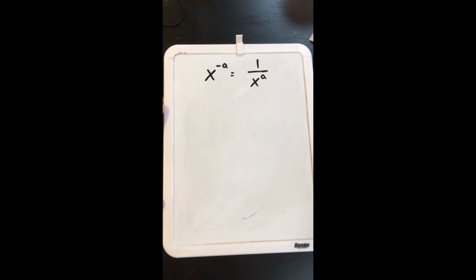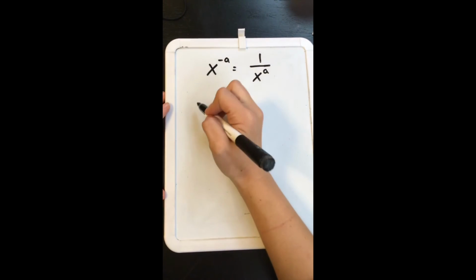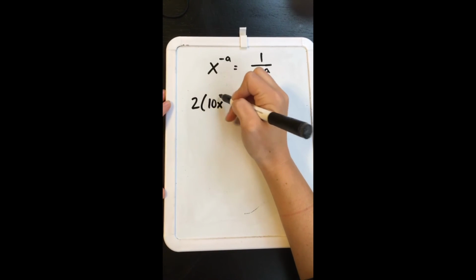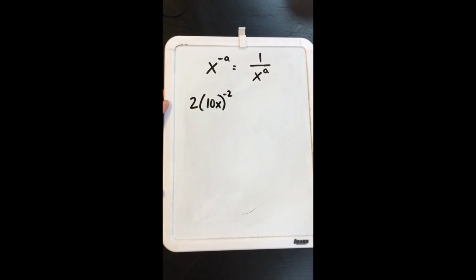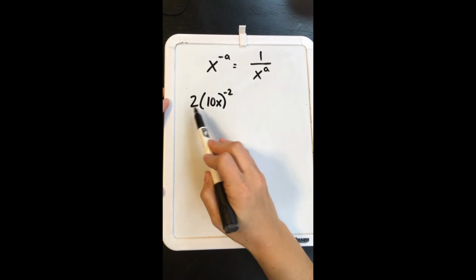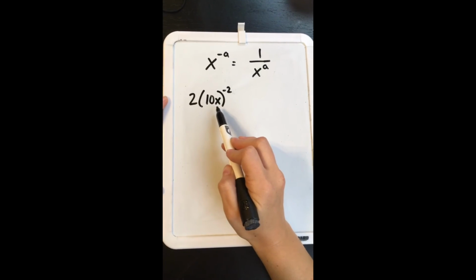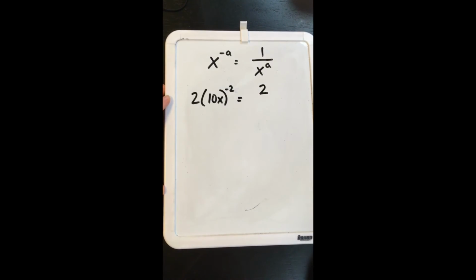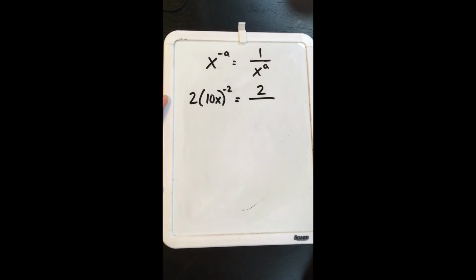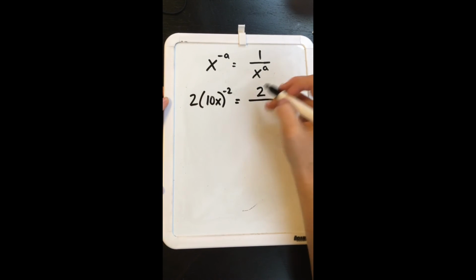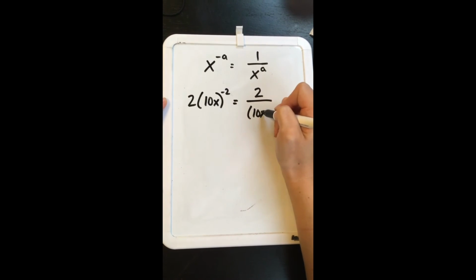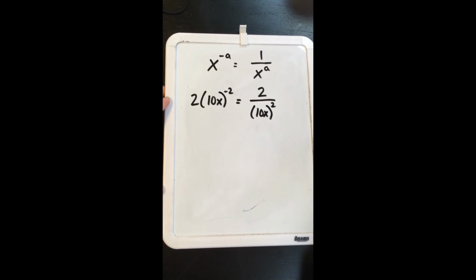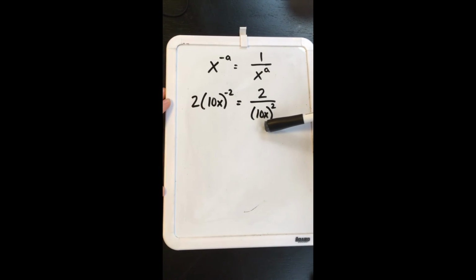I'll go through a few more algebraic examples. Let's try 2 times 10x to the negative 2. Now this 2 is not part of this base, right? So the 2 is just being multiplied. We can leave that on top. What goes on the bottom is the base, which we're going to leave in parentheses, and we raise it to the positive exponent.